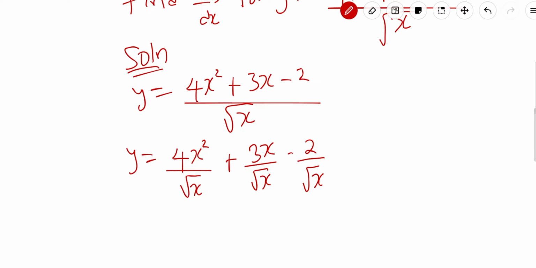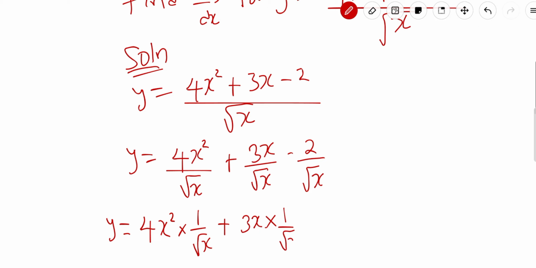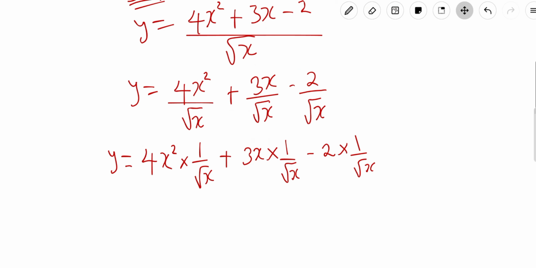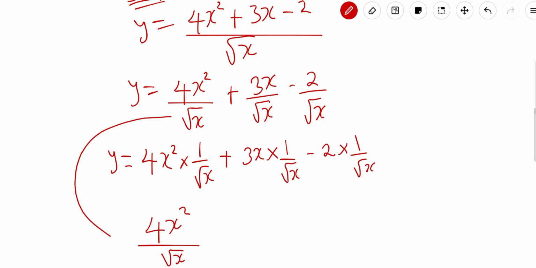I can also transform this to say y is equal to 4x squared multiplied by 1 over the square root of x plus 3x multiplied by 1 over the square root of x minus 2 multiplied by 1 over the square root of x. With this, I have not changed anything because 4x squared multiplied by 1 over the square root of x is the same thing as 4x squared over the square root of x. So I have not changed anything right there.